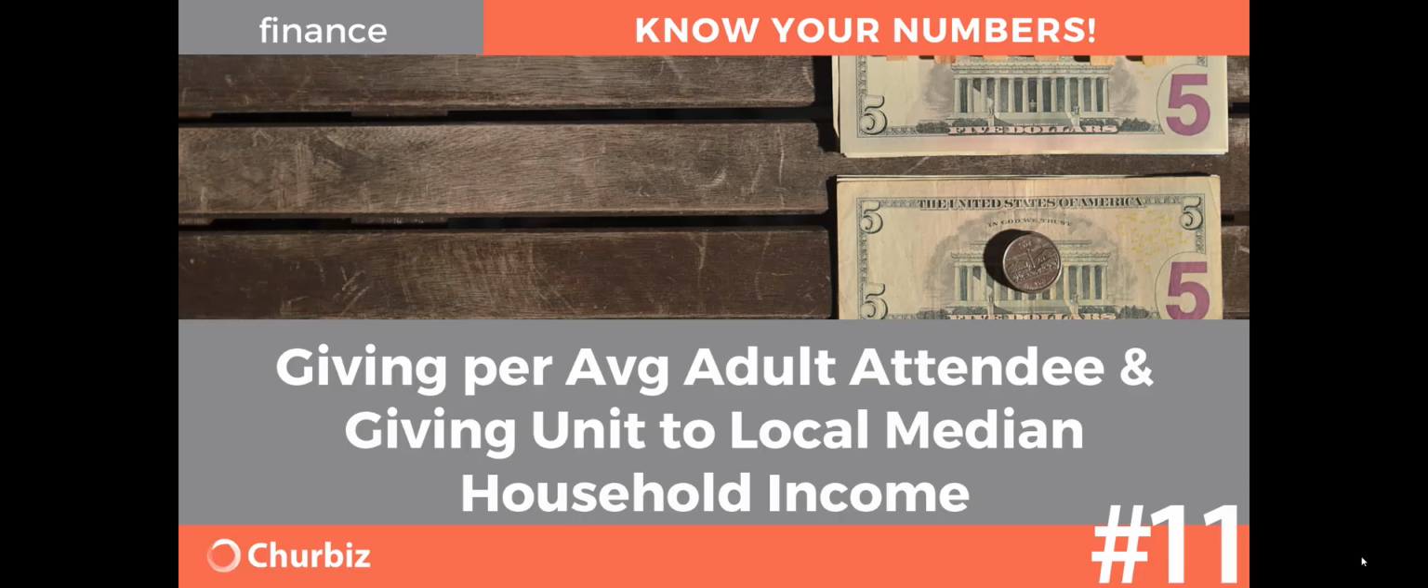This next metric is a ratio which compares giving per average adult attendee and giving unit to the local median household income. Phew, that's a mouthful, right? But don't worry because it's really simple since it's building off of metric number 10, which we just did. I like this metric, and as a pastor or leader, I think you'll like this metric too. Let me show you how I suggest using it.